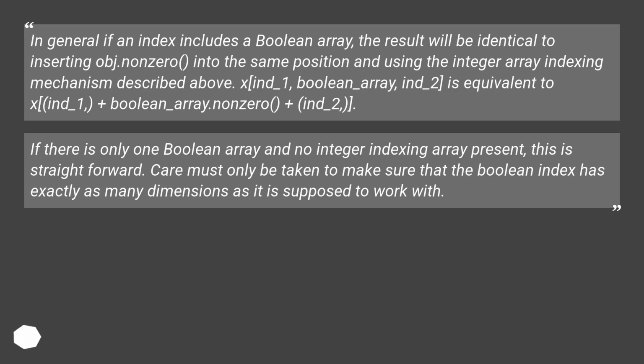If there is only one Boolean array and no integer indexing array present, this is straightforward. Care must only be taken to make sure that the Boolean index has exactly as many dimensions as it is supposed to work with.